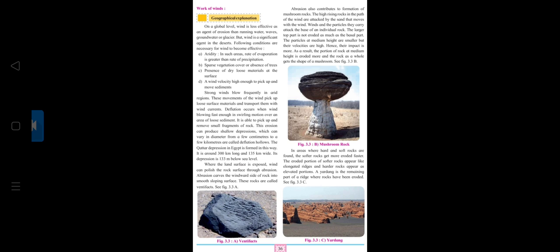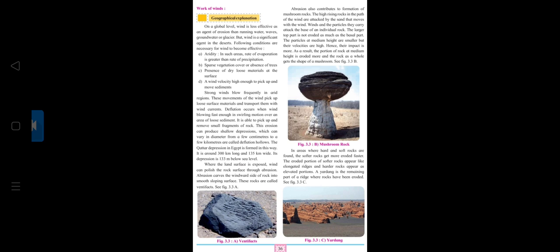The Qattara Depression in Egypt is formed in this way. It is around 300 kilometers long and 135 kilometers wide. Its depression is 133 meters below sea level.